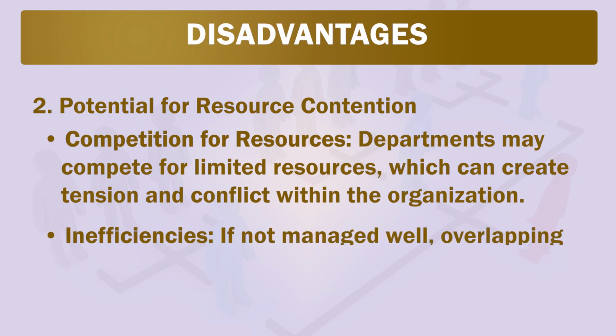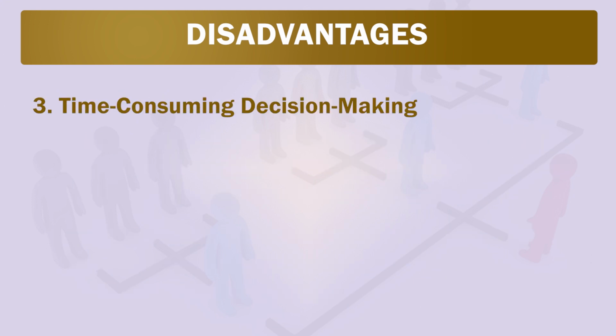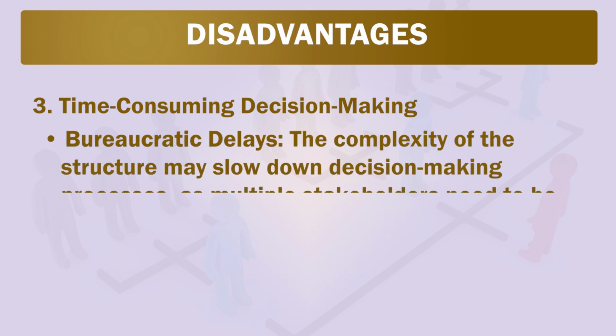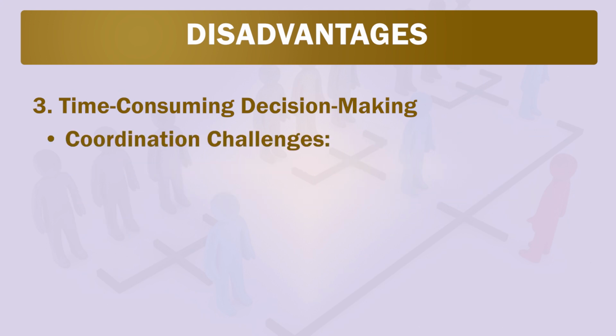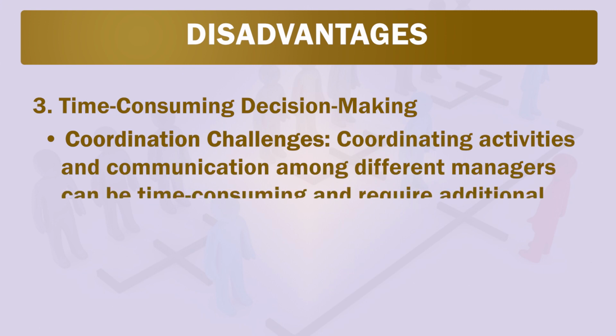So, if not managed well, overlapping of the roles and responsibilities can lead to inefficiencies and confusion, which is very important. Next is time-consuming decision making. It includes bureaucratic delays. The complexity of the structure may slow down decision-making processes as multiple stakeholders need to be consulted. Then coordination challenges, whereby coordinating activities and communication among different departments and different managers can be time consuming and require additional effort.